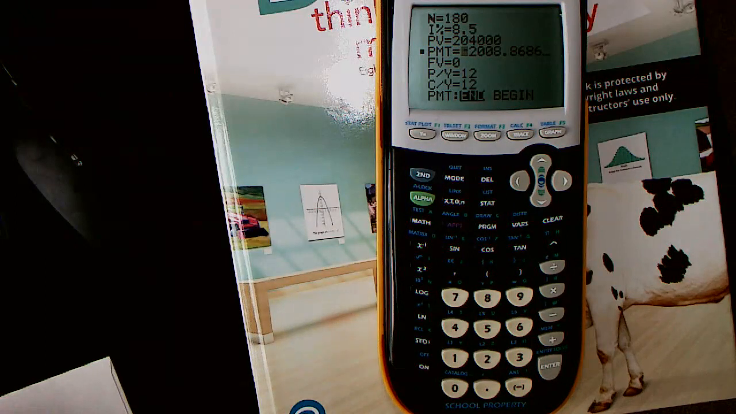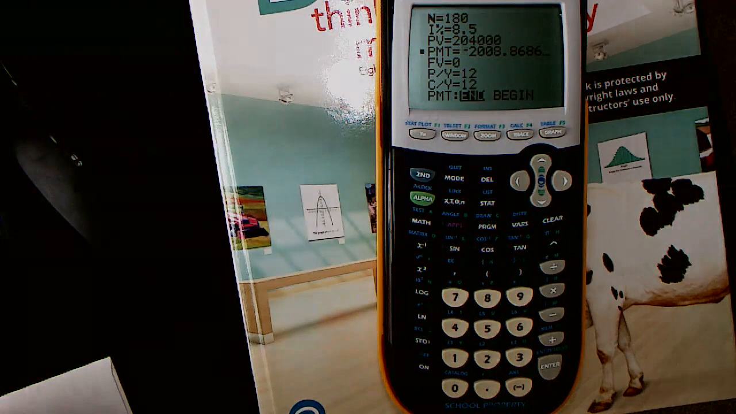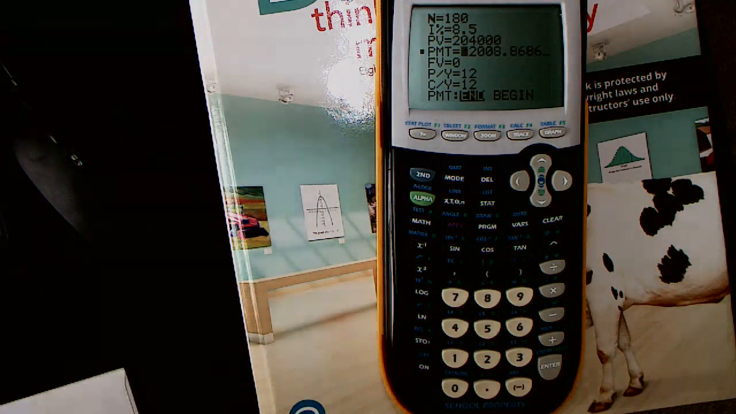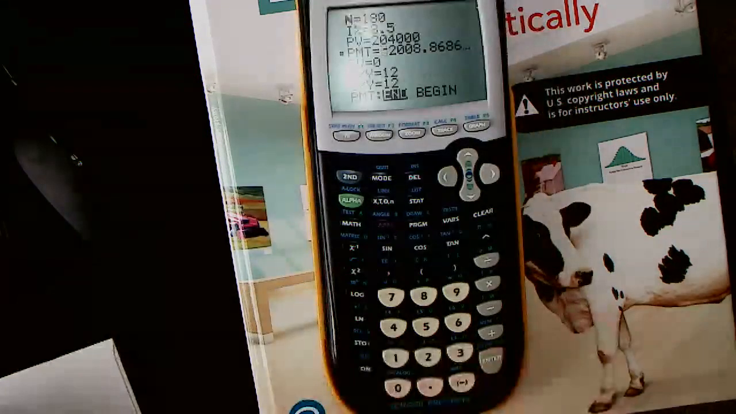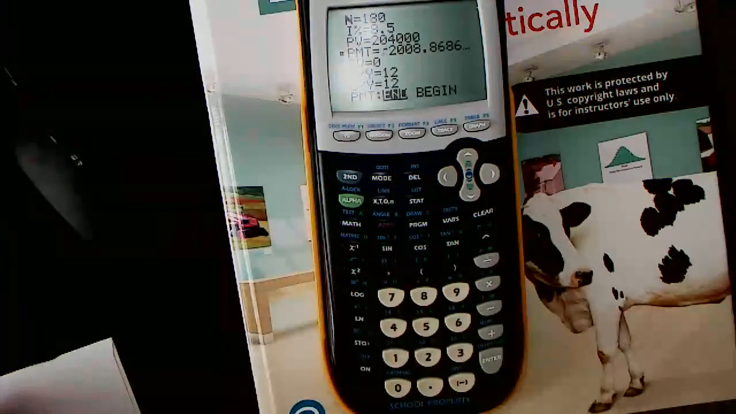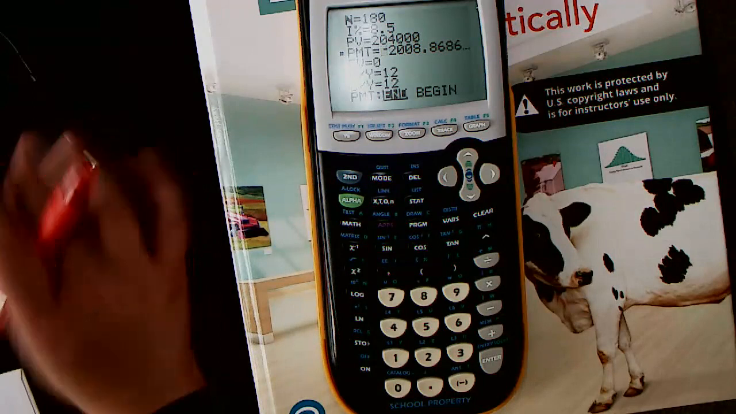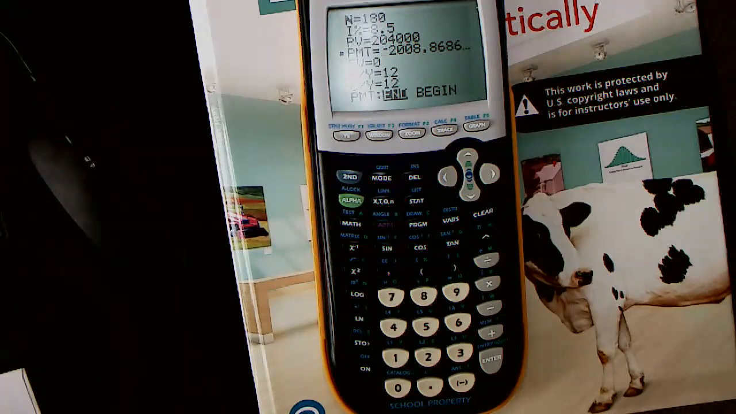So this one is 2008.87. Round it up to the nearest cents. And now we've done the 15-year option. Let's do the 30-year option, okay?